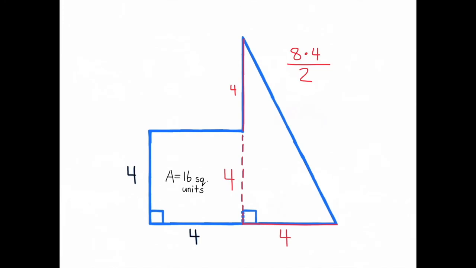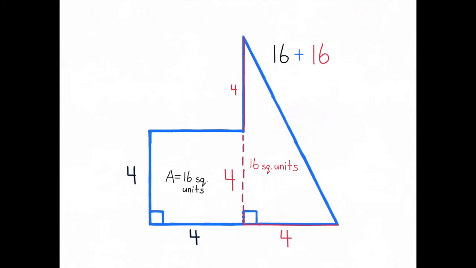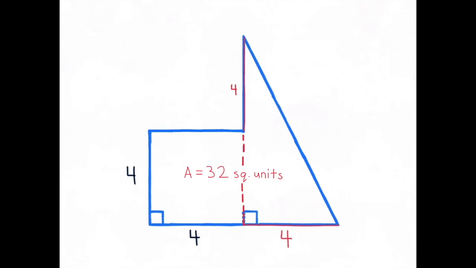To find the area of the triangle, I'm going to multiply the base times the height, or 4 times 8. 4 times 8 is 32, and since it's a triangle, I need to divide that by 2. Half of 32 is 16. The area of this triangle is 16 square units. Combine the area of these two shapes, and you'll have the entire area of the pentagon. 16 plus 16 is 32. The area of the pentagon is 32 square units.